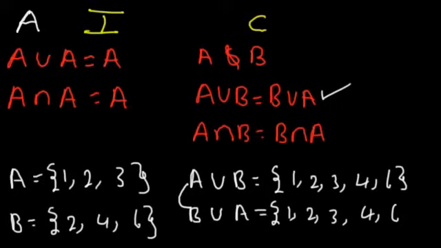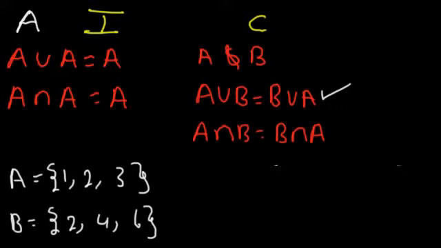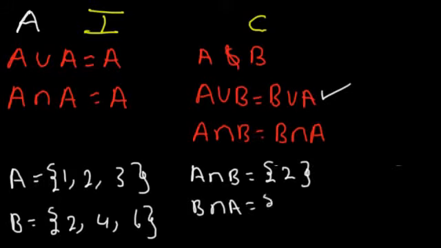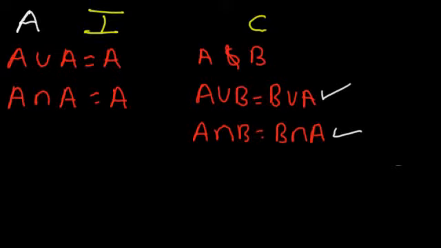Okay, now let's try to work out an example using the second law as well. So we said A intersection B will be equal to what? What is the intersection? 2. Okay, B intersection A will also be equal to 2. So therefore this is also equal. So that is an example using the commutative law. Okay, so hopefully you guys are following.